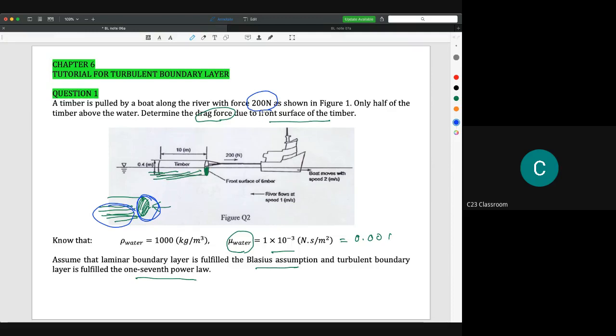Another thing that you should see in this problem is that the boat moves with a speed of 2 meter per second, and at the same time the river flows at 1 meter per second, and the direction of flow is not the same, so they flow in reverse direction. In this situation, you should create another situation in which the timber is fixed and the flow is moving at a certain velocity, because the directions are different. So we need to add the velocities. We could create a situation where the timber is static, meaning the velocity is 0. However, the water flow will become 3 meter per second. This is the idea of relative velocity.